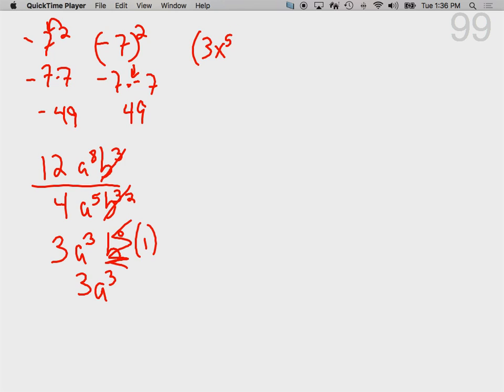3x to the 5th times 7x squared. 3 times 7 is 21. Add exponents, 21x to the 7th. We're looking really good on that. And likewise, you guys did recognize product means multiply.